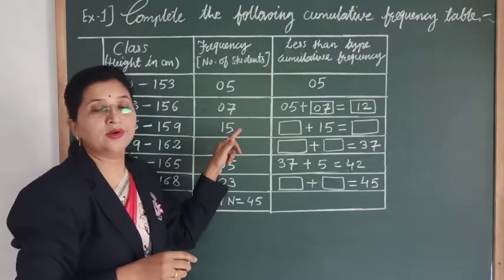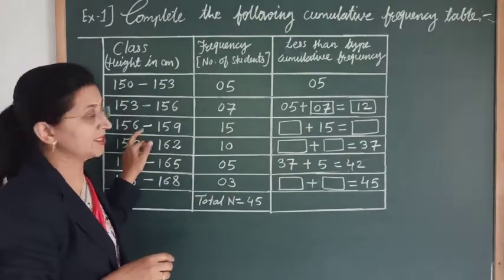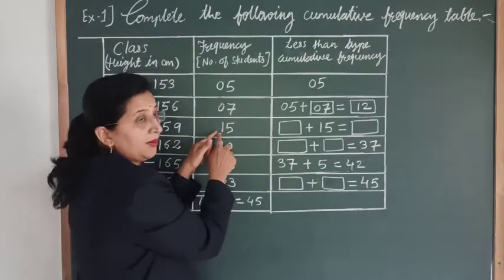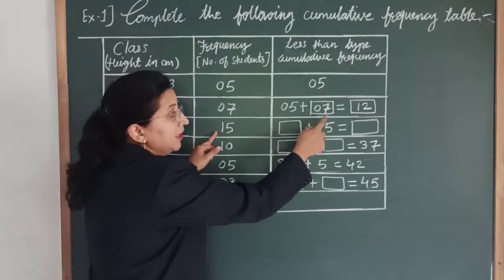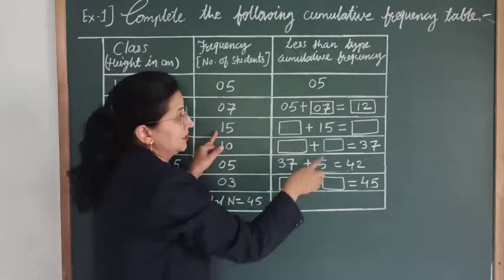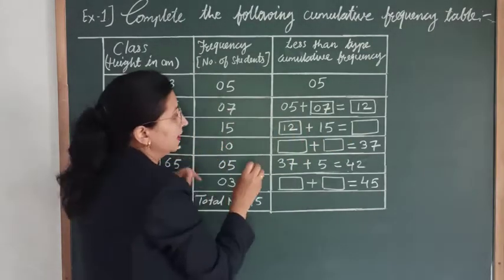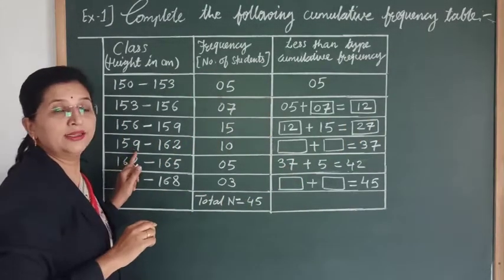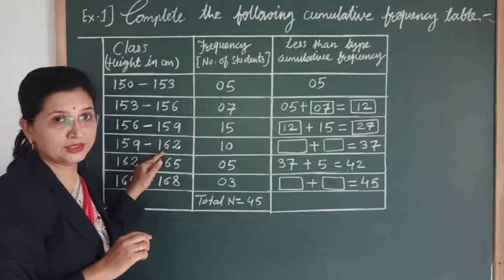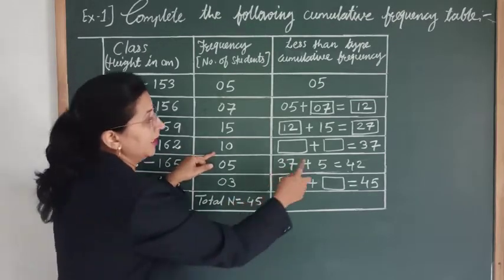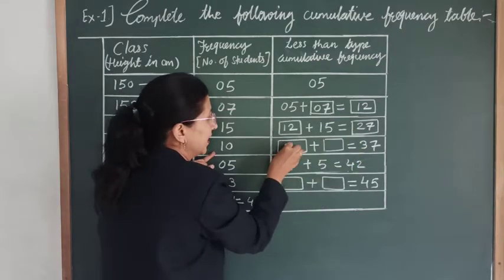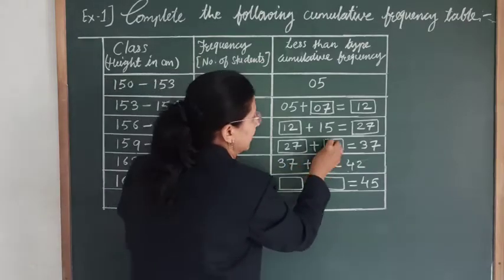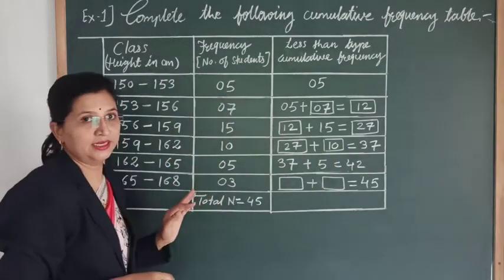Now we are going to write the cumulative frequency of the class 156 to 159. So what will we do? Here, the frequency of this class is 15, plus the cumulative frequency of the previous class, that is 12. Then 12 plus 15 is 27. Now for the class 159 to 162, the cumulative frequency of the previous class, 27, plus the frequency of this class, 10. So 27 plus 10 is 37.